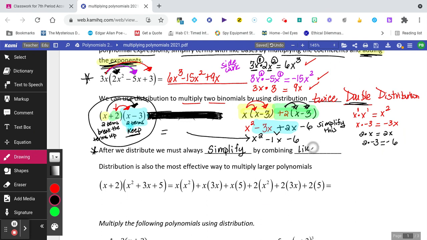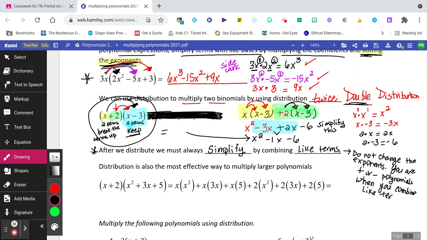By combining like terms. And you just have to remember, when you combine like terms, you're adding or subtracting. Do not change the exponents when you combine like terms. Please don't. Okay? You are adding or subtracting polynomials when you combine like terms. There's no exponent change, guys. So whenever you do this part, never, ever, ever change the exponents. Only change the exponents when you're using distribution, okay?